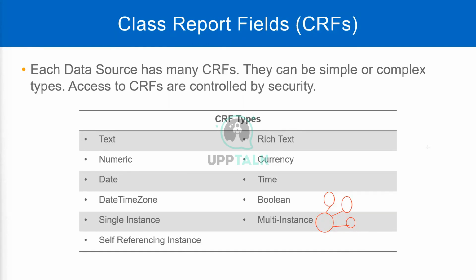So this is a multi-instance, because one object may be related to multiple instances of the other object. And then you have another thing that is called a self-referencing instance.